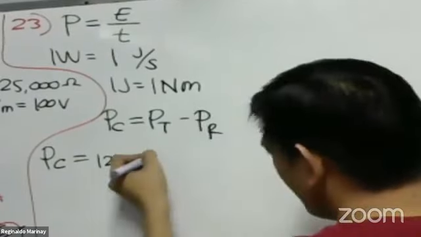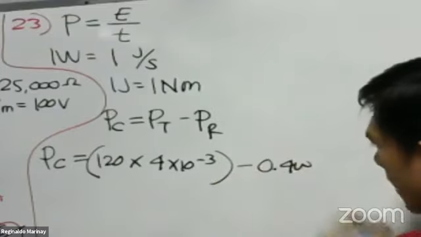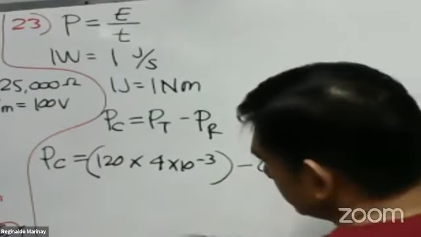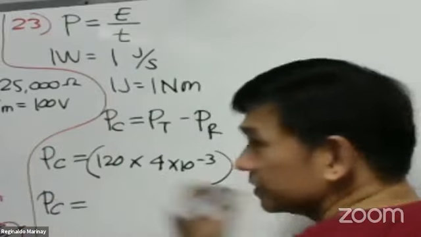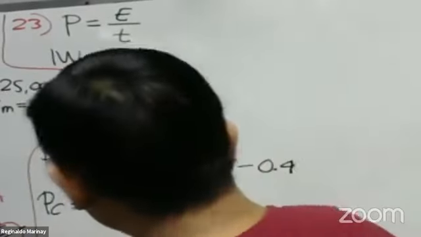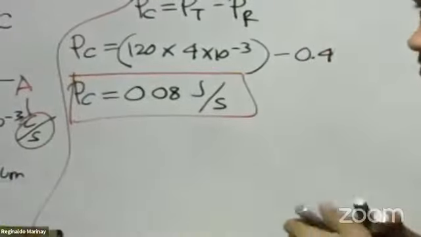Okay, we already have the value of 0.4 watt. Give me the value here now. What is the answer for this case? Okay, this will be the answer. 0.08 joules per second. Please focus here. That is the answer.